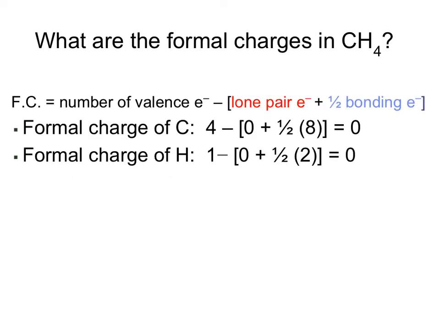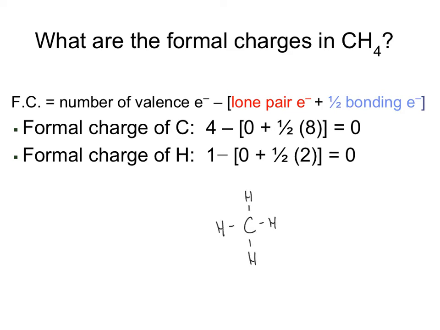To calculate the formal charge on the atom in a Lewis structure, you take the number of valence electrons, subtract any lone pairs, and then half of the bonding electrons. So for instance, when looking at the formal charges on the atoms in CH4, here's our Lewis structure.